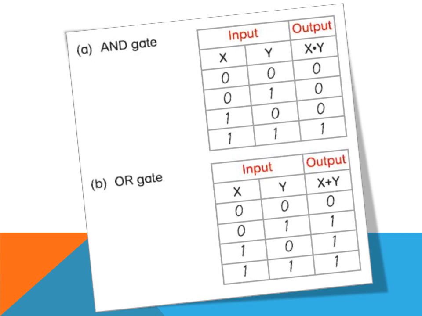Now look at the OR gate. The output is x plus y. So if the inputs are 0 0, then 0 plus 0 is 0. If the inputs are 0 1, then 0 plus 1 is 1. Again in the third line, 1 plus 0 is 1, and last 1 plus 1 is 1, meaning the current will flow. Just remember that.